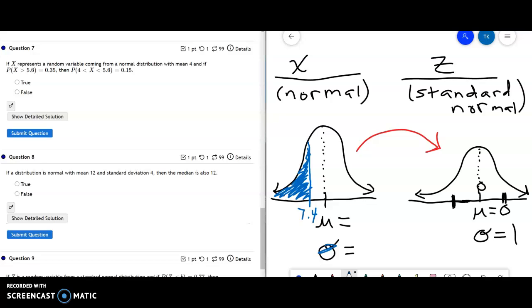And to go from one, and I apologize, my pen is kind of frozen here. It's not letting me write. But to go from the x world to the z world, we're looking at z is equal to x minus mu over sigma. Z is equal to x minus mu over sigma. Okay, so that's a calculation that can let you change an x into a z, and you have to use the mu and sigma from the x world.